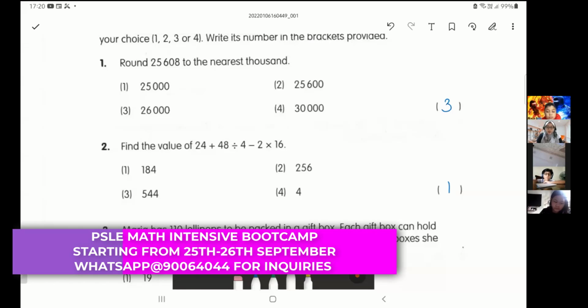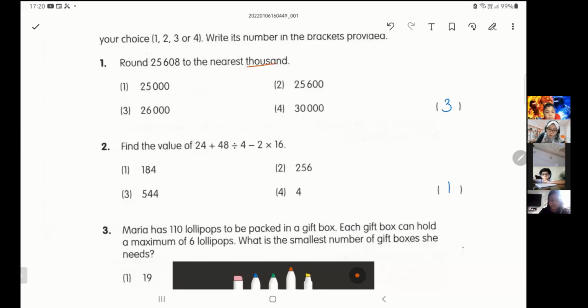Okay, round off 25,608 to the nearest thousand. They want thousands, please. So if you have this kind of question, what you need to do, if you do not know, is rewrite the number 25608.